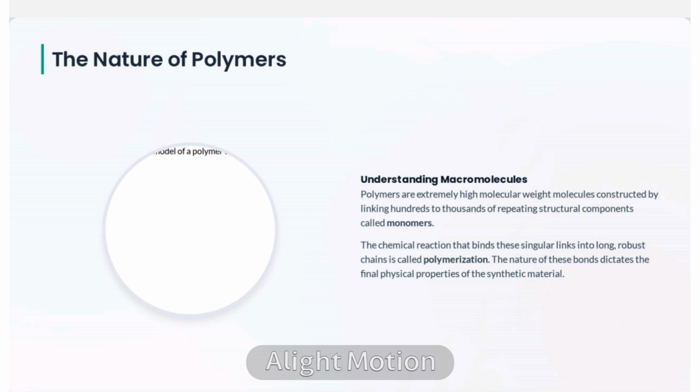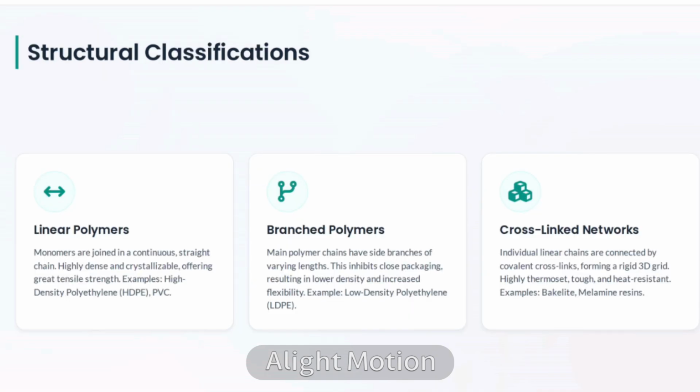The chemical bonds that hold these chains together are strong covalent bonds. Because these structures are so massive, they possess unique physical behavior like elasticity, toughness, and thermal resistance that small molecules simply cannot duplicate. We generally classify polymers into three structural architectures.